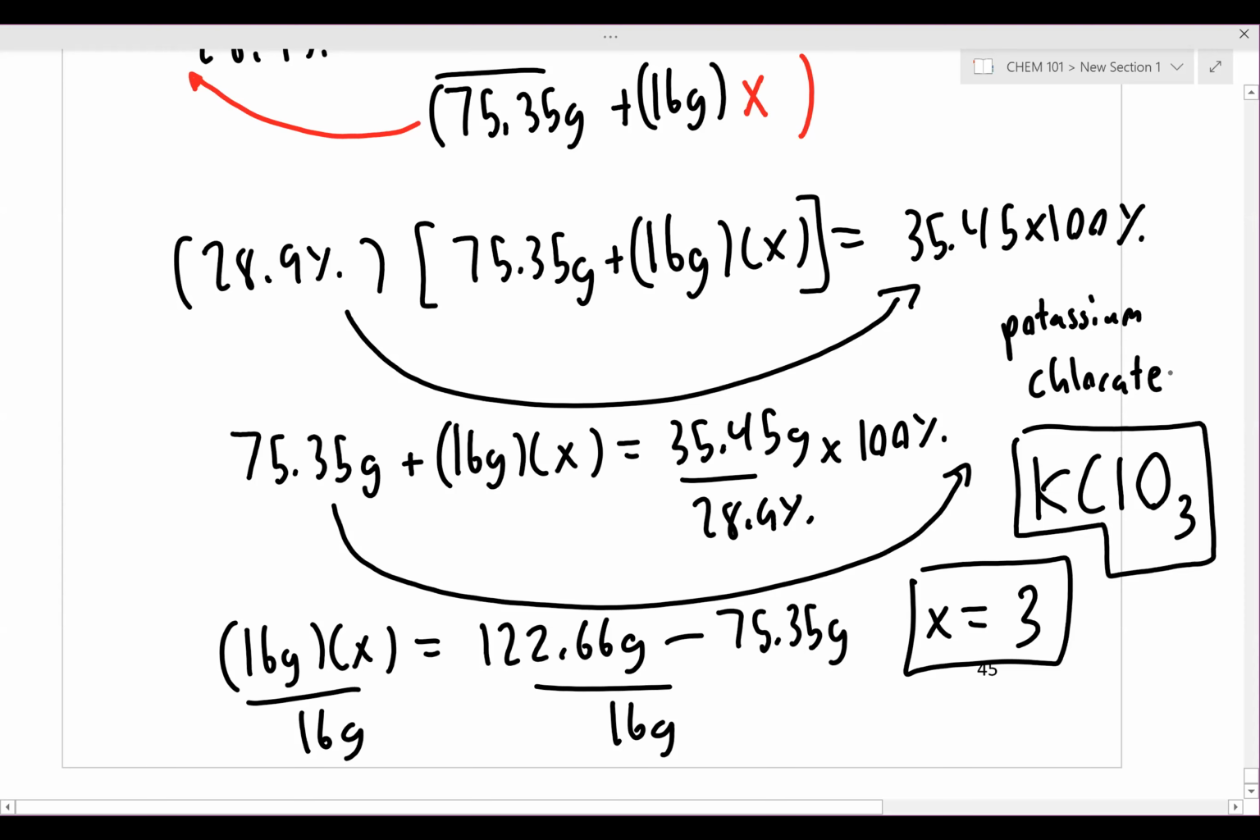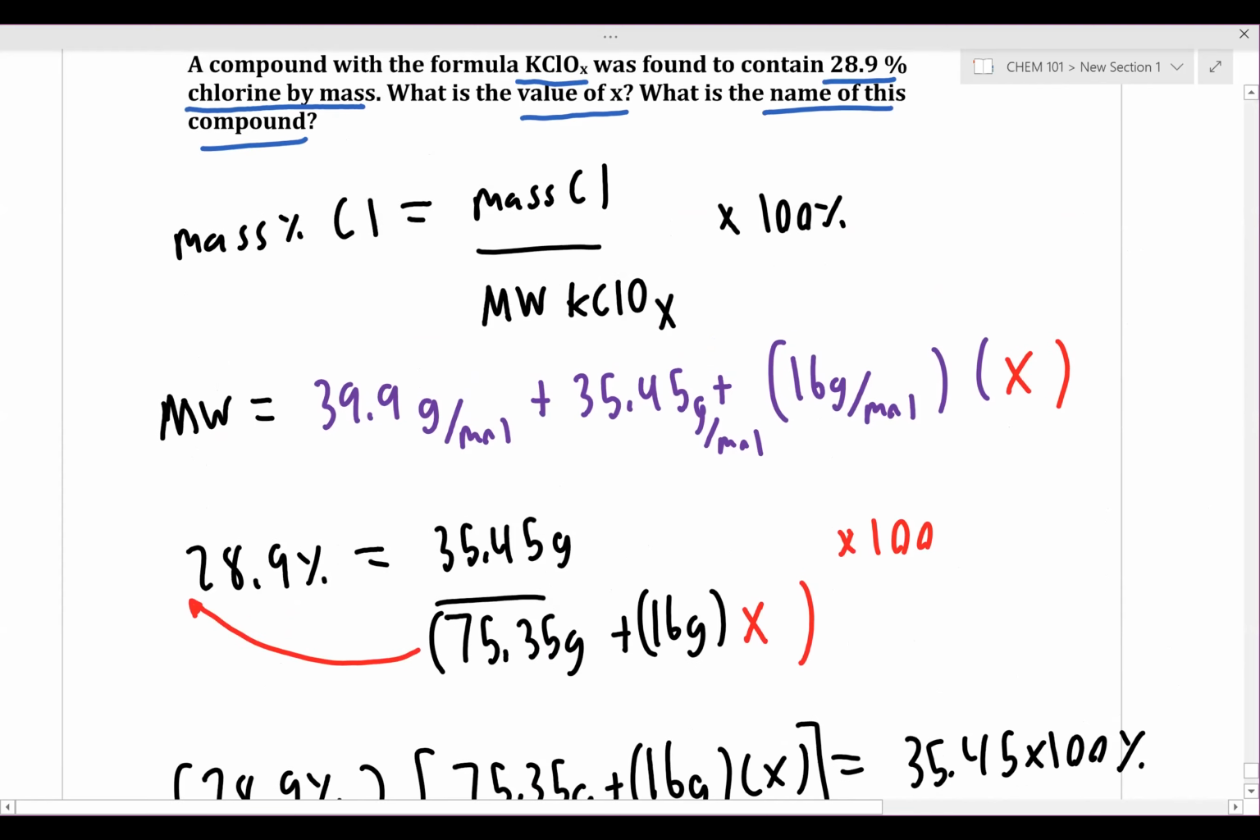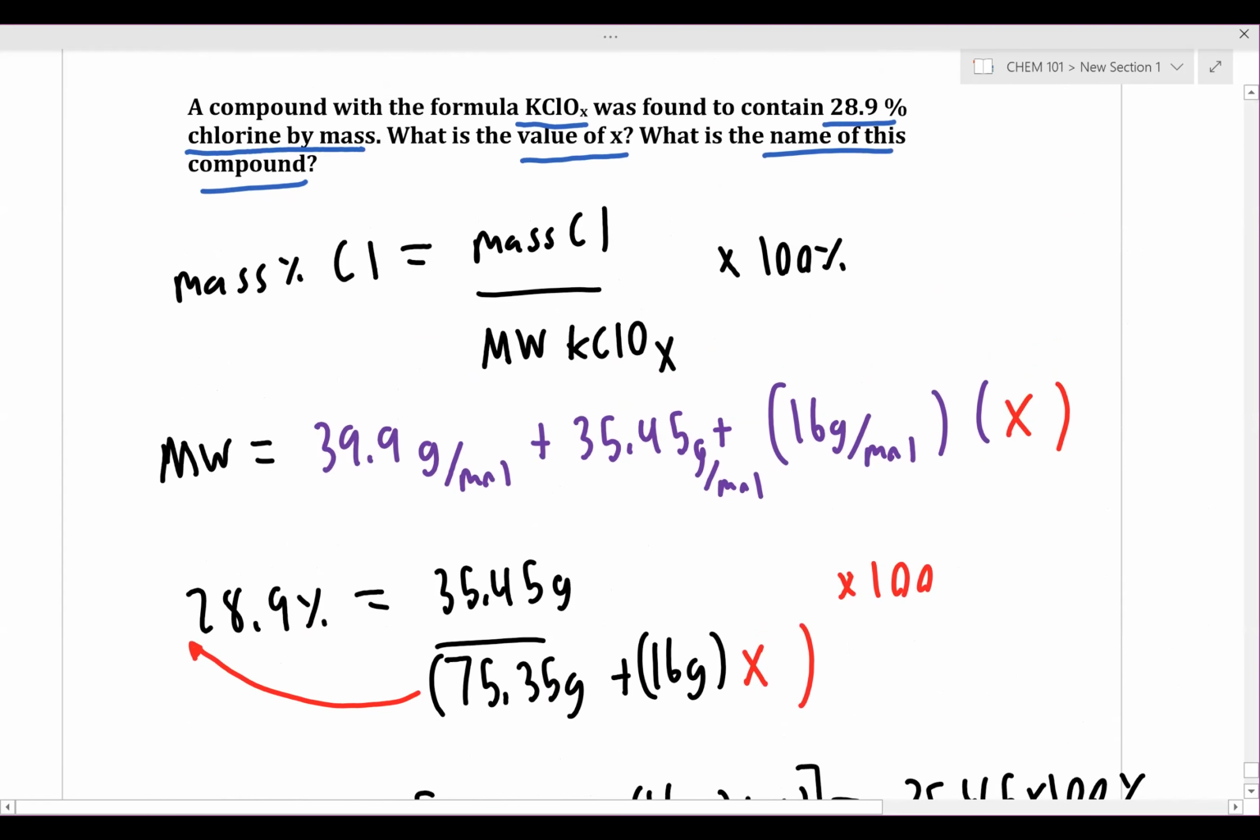No, fundamentally we're still using the mass percent equation. The only thing that's new and the only thing that you need to know how to do is to take this equation and solve for an unknown if needed. Yes? The X came from the fact that the formula was given as KClOx, and X is the number of oxygen atoms. So when we calculate our molar mass, we have the mass of oxygen times the number, which is X. And that's what we're solving.